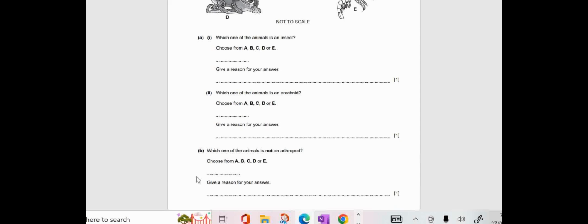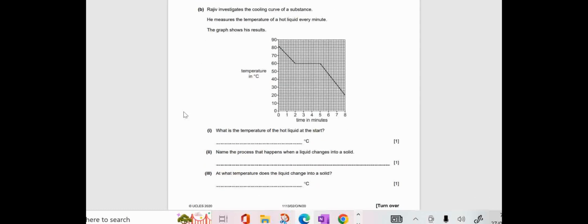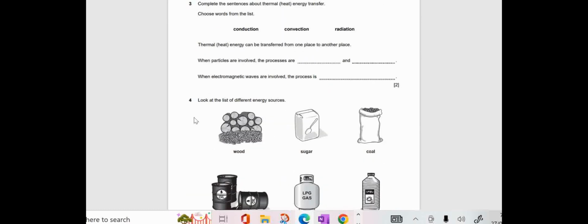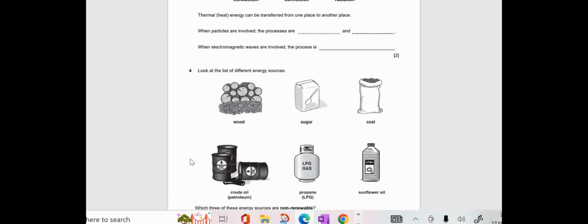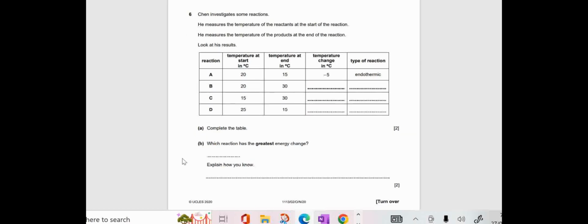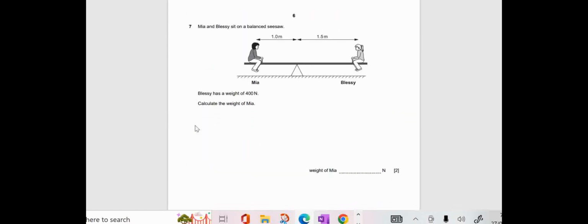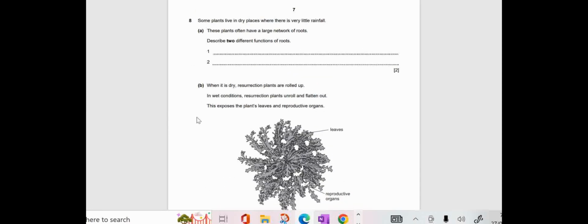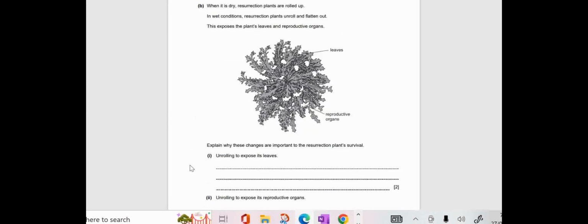This is 1b. And next is question number 2a and 2b. This is 2b, part 1, 2 and 3. Next we move on to question number 3 and question number 4. And next is question number 5 and this is 5 and this is 6. Next we move on to question 7. This is 7 and then question 8a, 8b. It's 8b, part 1, 2.